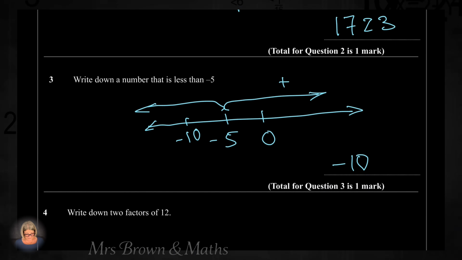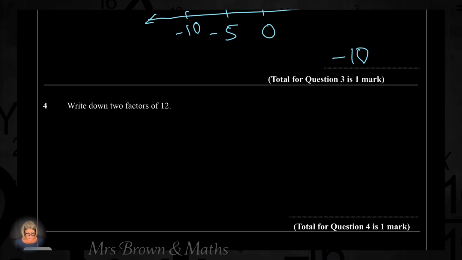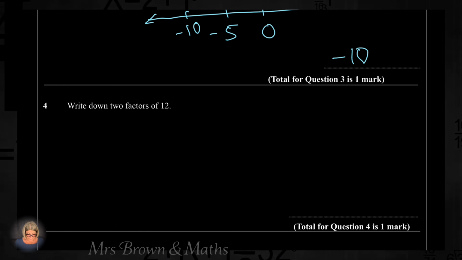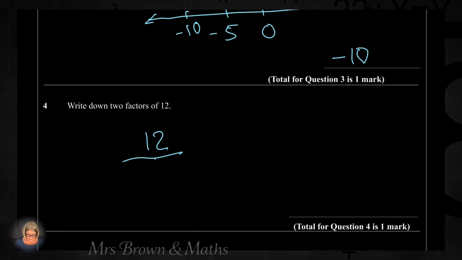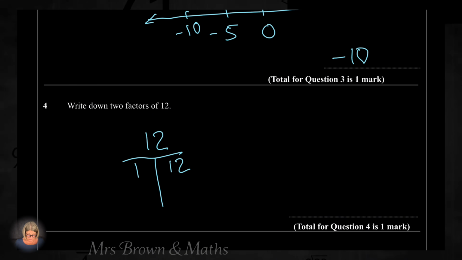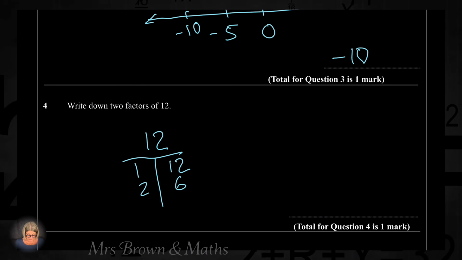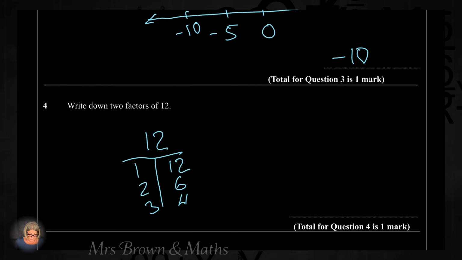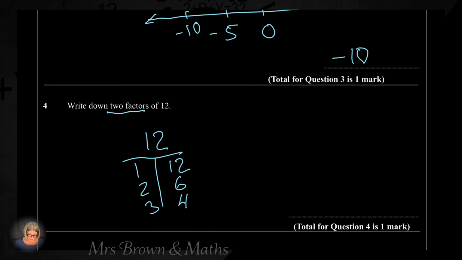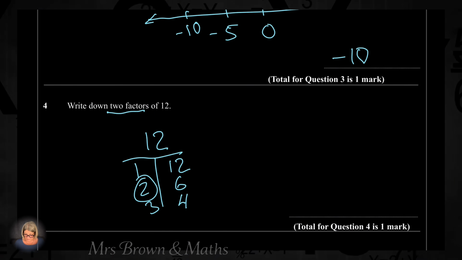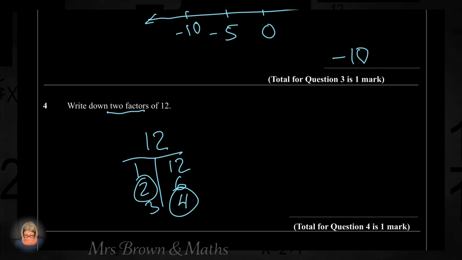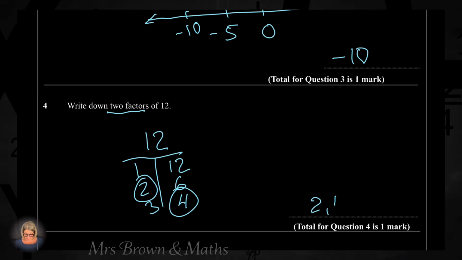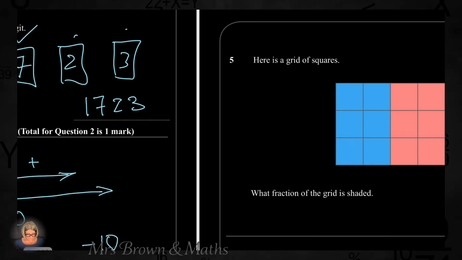the number you want. Right, write down 2 factors of 12. 12 can be divided exactly by 1 and 12, 2 and 6, 3 and 4. Any 2 factors, for example, I will choose 2 and 4, but you can choose 3 and 4 or 3 and 6. It's entirely up to you. So 2, 4.